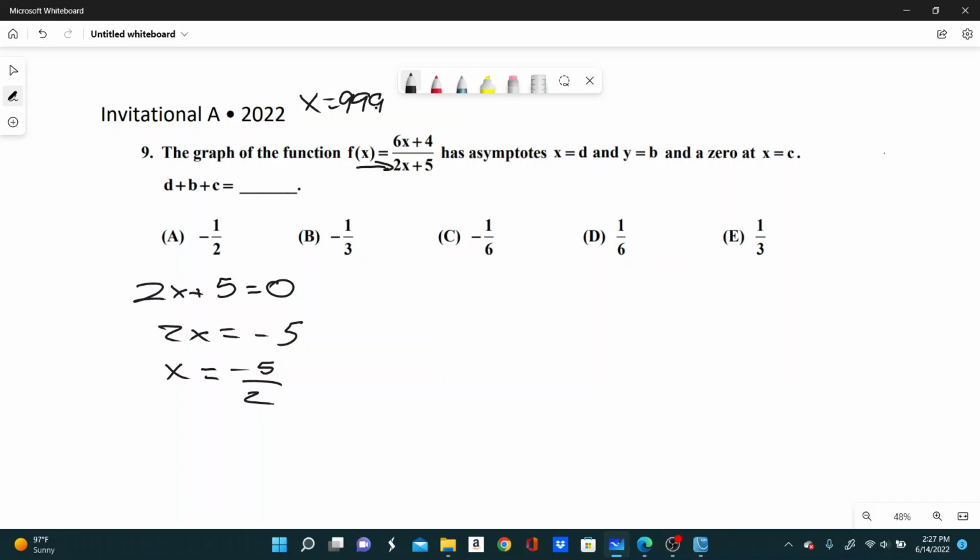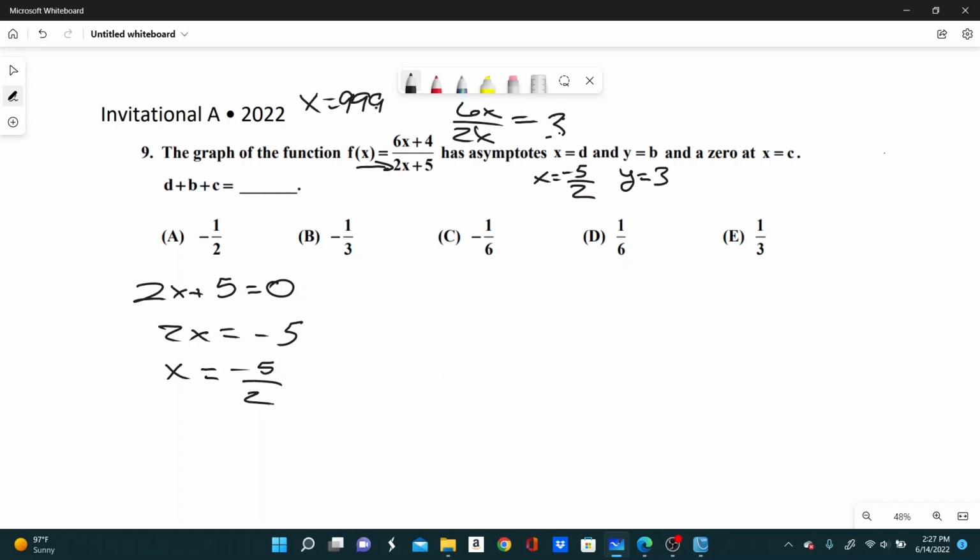But as x gets larger and larger, this plus 4 and this plus 5 matter less and less. So this is going to turn more into just 6x over 2x as x gets larger and larger. So if f of x equals 6x over 2x, then f of x just equals 3. So our horizontal asymptote will be at y equals 3.